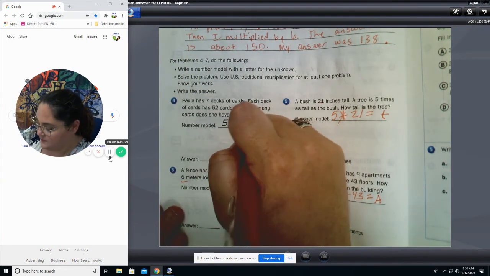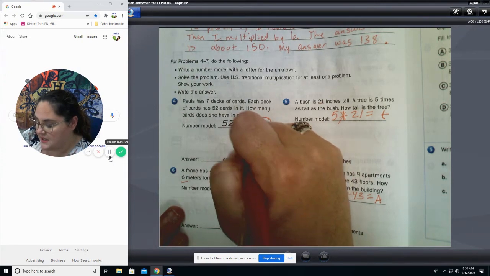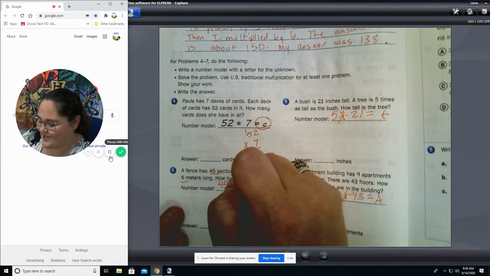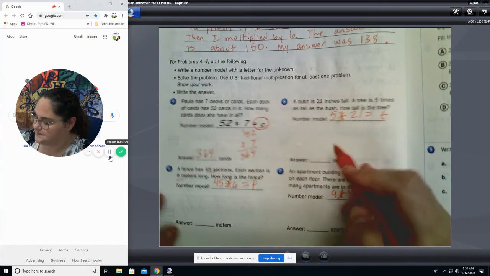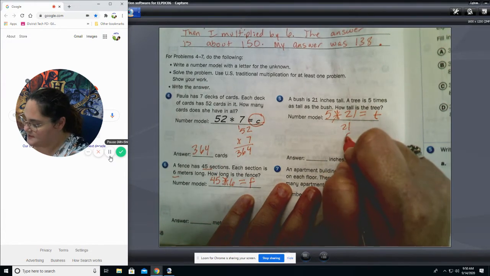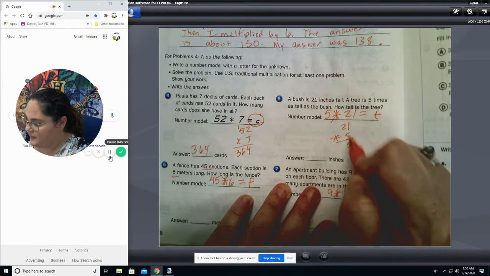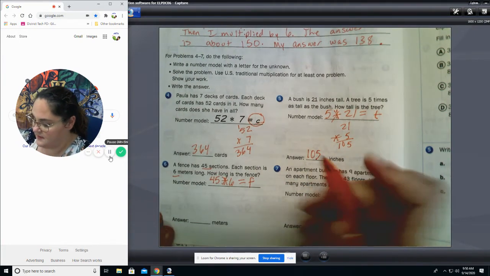Now, you should have done the multiplication. So 52 times 7. 7 times 2 is 14. Carry my 1. 7 times 5 is 35. Plus 1 is 36. So 364. 21 times 5. 5 times 1 is 5. 5 times 2 is 10. So this answer should be 105.